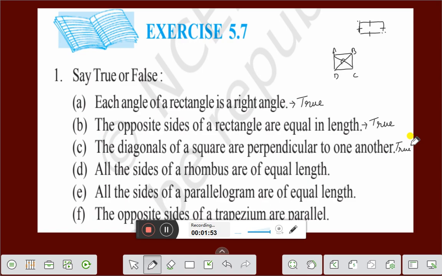Now question number C. All the sides of a rhombus are of equal length. Right? In the case of a rhombus, we read in the properties that all the sides of a rhombus are equal. This is also true.